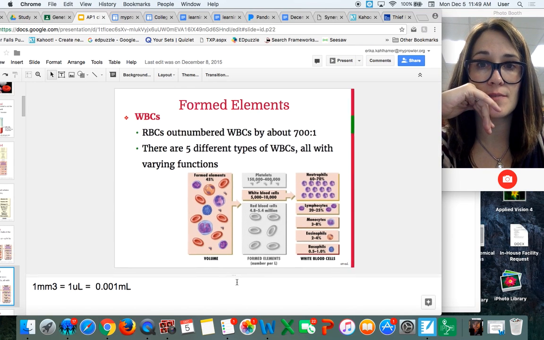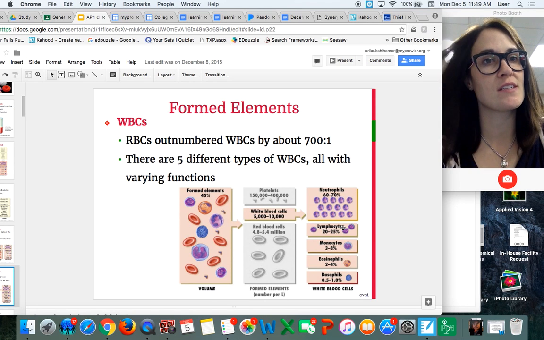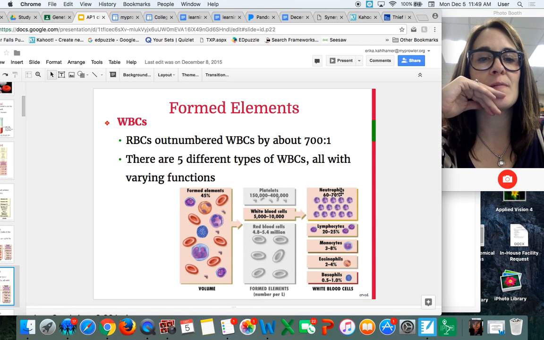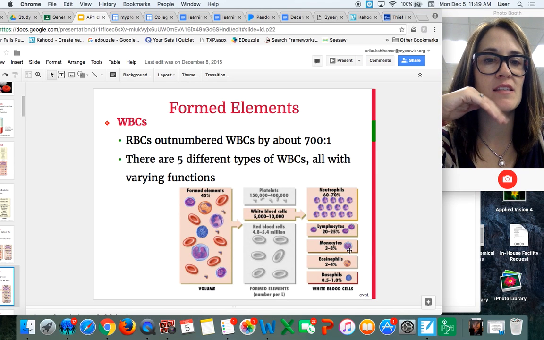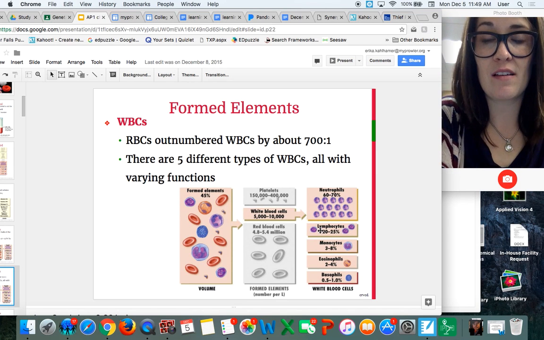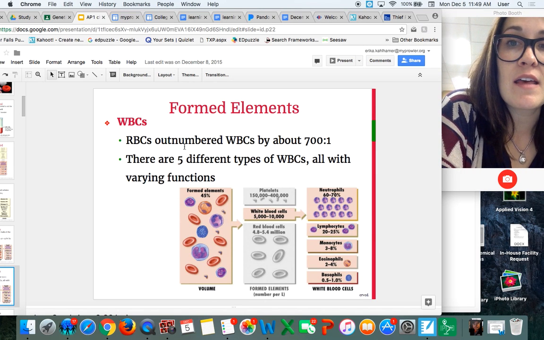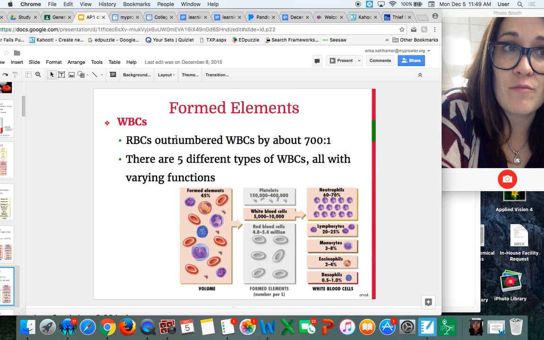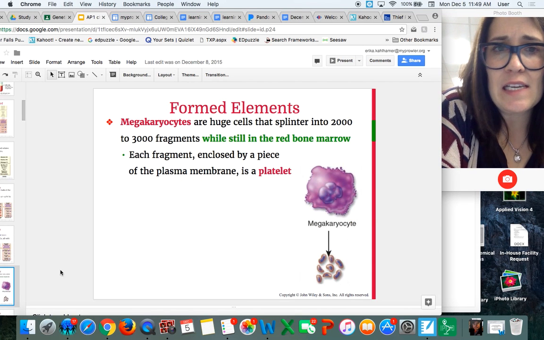White blood cells, and we're going to talk about the 5 different types in more detail in part 2, but their main job is immune response to protect your body, and they have specific varying functions among them. And you can see the percentage is different depending on the white blood cell. But you should know red blood cells outnumber white blood cells about 700 to 1.